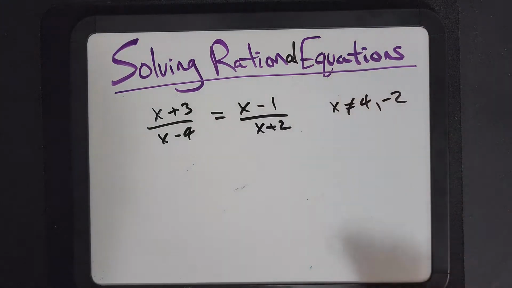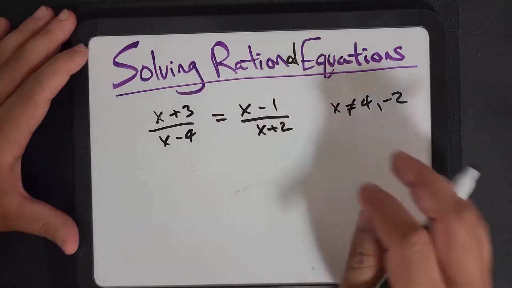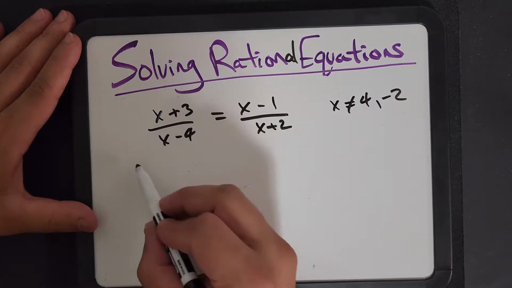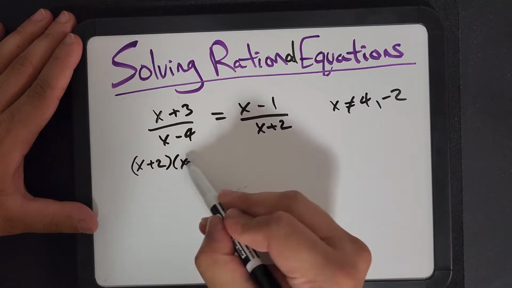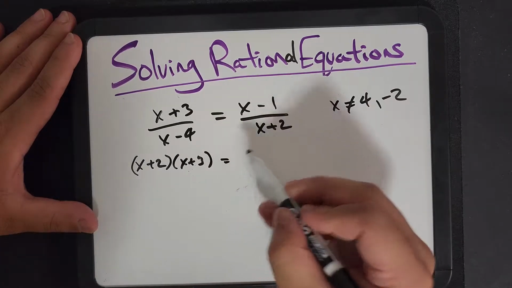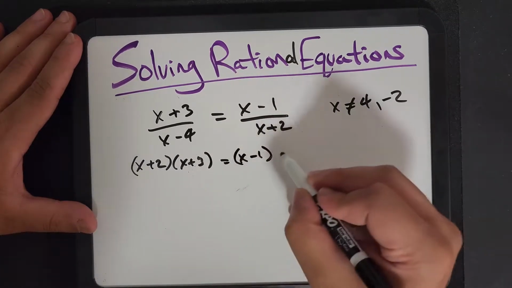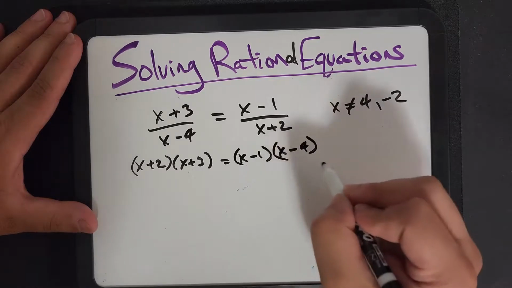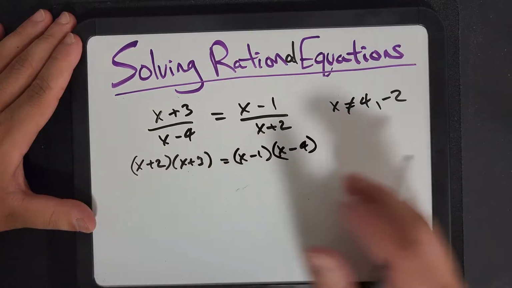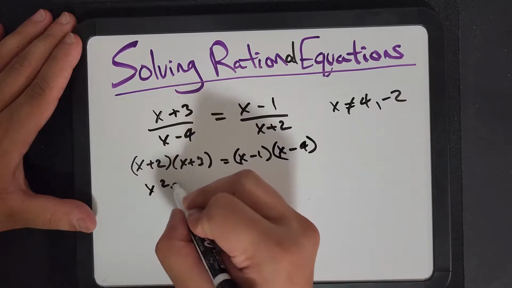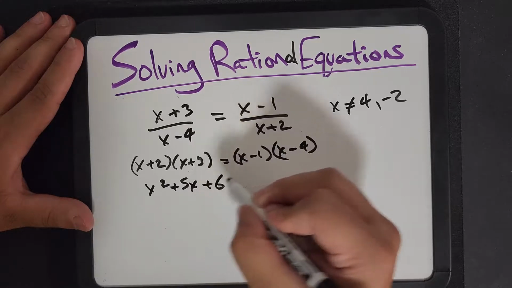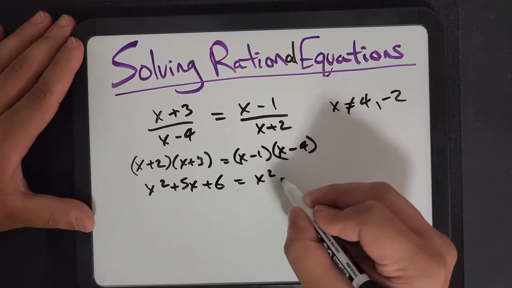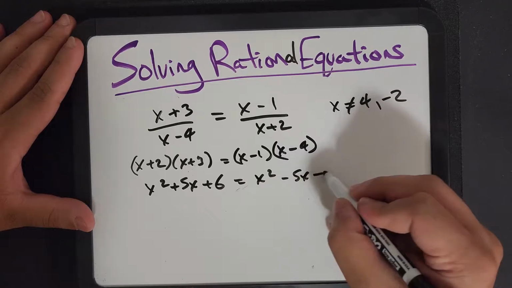So let's start solving this. What we can do is cross multiply. So we'll have (x plus 2)(x plus 3) equals (x minus 1)(x minus 4). And now let's expand. x squared plus 5x plus 6 equals x squared minus 5x plus 4.